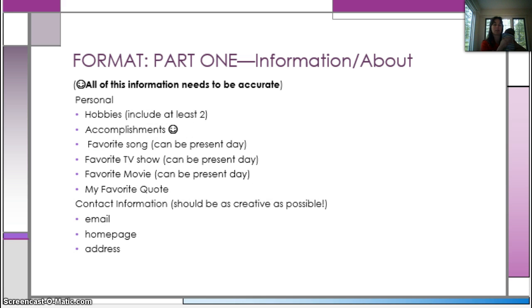For the personal page, you need to give their hobbies, at least 2 hobbies. Accomplishments need to be completely accurate. Pick a song. What would be their favorite song? This can be a modern day song. Favorite TV show, again, can be modern. And favorite movie. For most of those, it's going to be modern regardless. And then favorite quote. What would be the one quote that would be their best?